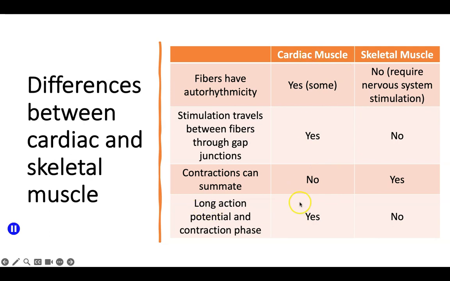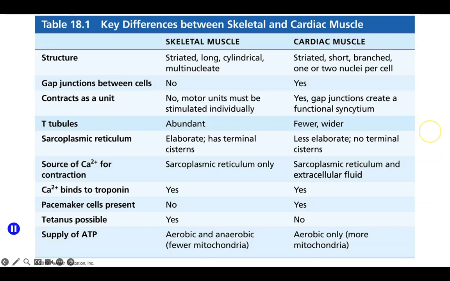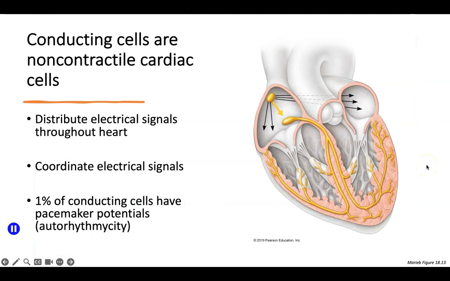And the cardiac muscle, finally, is going to have much longer action potential and contraction phase than skeletal muscle. So there are some differences between cardiac and skeletal muscle, in addition to the fact that cardiac has far more mitochondria than skeletal. If you want to look further at this, this is the table from your book that goes through a lot of these different similarities and differences between skeletal and cardiac muscle. So that was a look at the contractile cells of the heart.